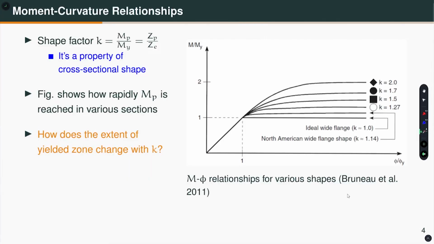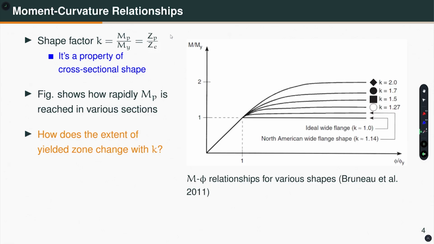This is the slide we have seen in the last lecture, coming out of this book by Professor Bruneau et al., Ductile Design of Steel Structures. We looked at this normalized moment versus normalized curvature, and we have theoretically derived the moment curvature relationship for the rectangular section. We have also defined what is called the shape factor, which is the ratio of plastic moment to the yield moment. Remember that it is a property of the cross section. It has nothing to do with the material property.